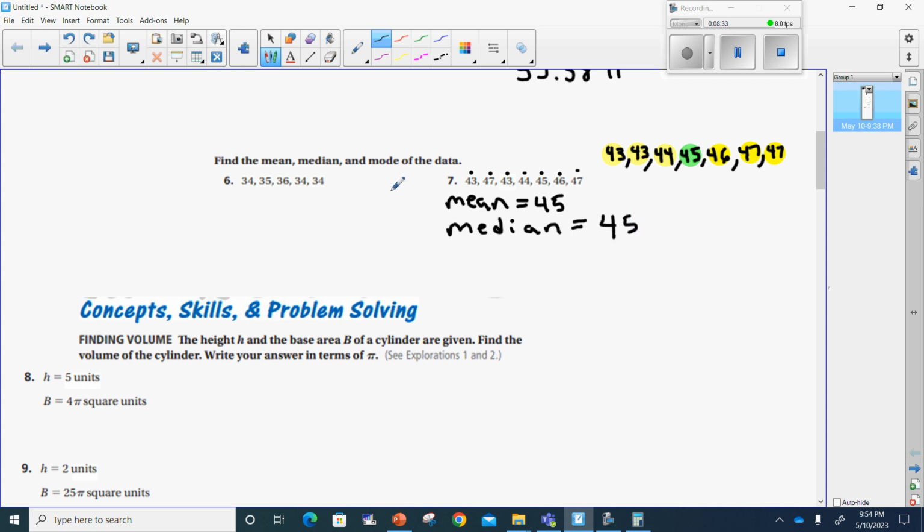Next, I need to find the mode. That's the one most often seen. 43 is often seen, but so is 47. So I'm going to go with the mode is equal to 43 and 47. All right, that's the mean, median, mode.